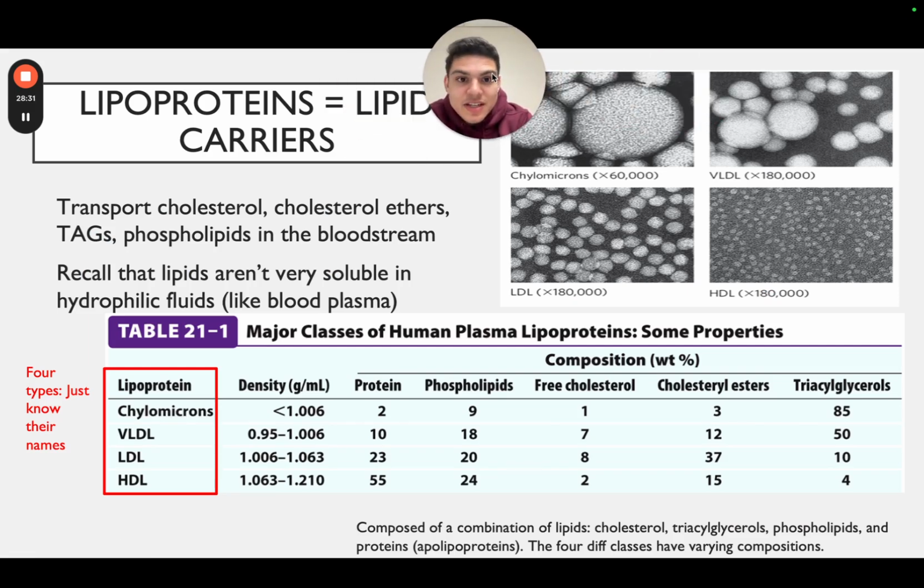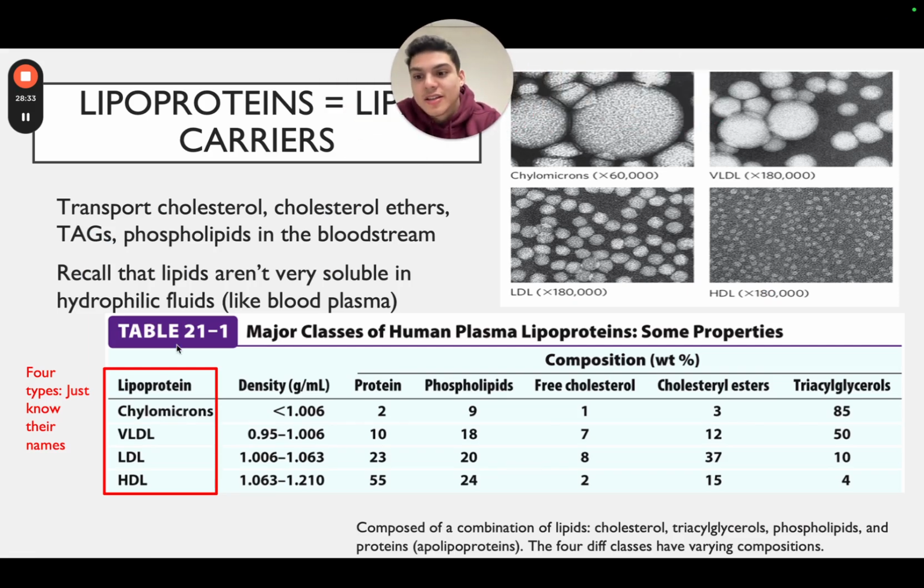And then lipoproteins are essentially just lipid carriers. You should know these 4 types, just know the names: chylomicrons, VLDL, LDL, HDL. We know LDL and HDL basically deal with cholesterol, as you can see here. And then chylomicrons and VLDL deal with triacylglycerols, right? It transports cholesterol esters, TAGs, phospholipids, all the lipids in the blood are going to be transported by this. And then recall that lipids aren't soluble in hydrophilic fluids like blood plasma.